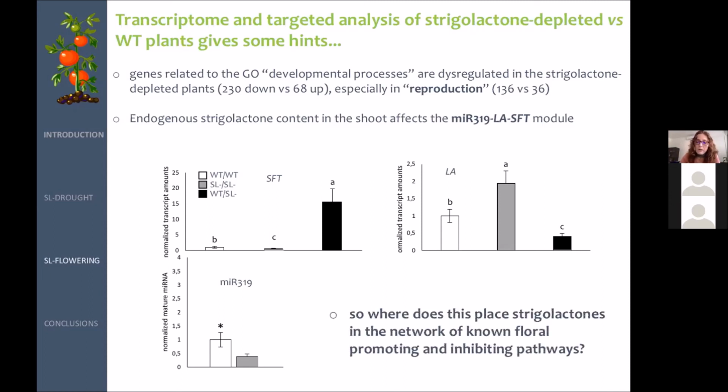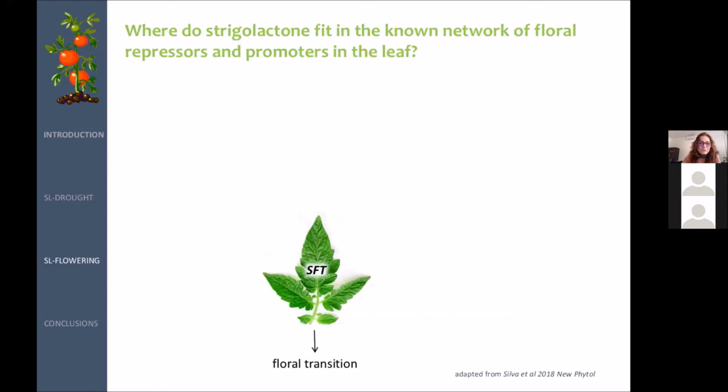So where does this place strigolactones in the network of the known floral promoting and inhibiting pathways? Here we are starting to clear our minds about what could be. It's quite preliminary at the moment, but what we know is that there's a direct correlation with the transcription of SFT in the leaves, starting from strigolactone levels in the leaves.